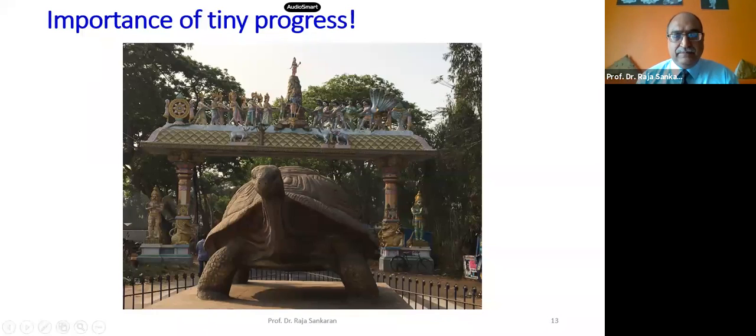The key thing is, has anybody seen this picture? Which place in India is it from? Anybody familiar with the place? No? Okay. Anybody from Andhra or been to Andhra? This huge tortoise. Okay, it's a place known as Srikakulam, and this is the picture I took.